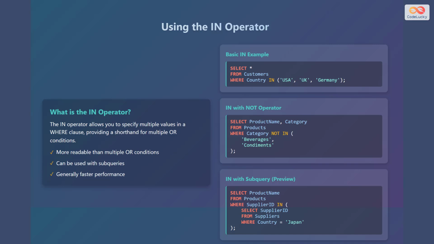The second example shows how to select products that are not beverages or condiments. It selects the product name and category from the products table where the category is not in beverages or condiments.